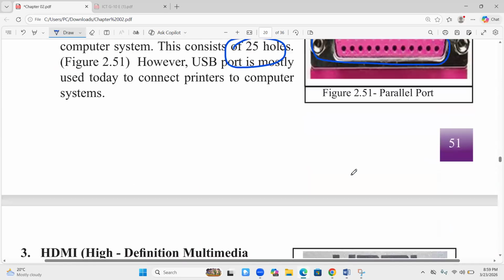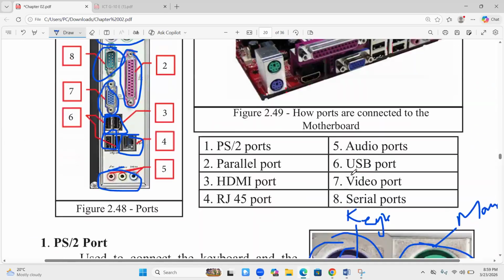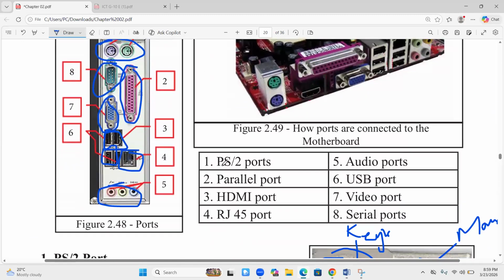And the devices which can be connected with these ports, right? So there are eight ports in your syllabus. The first one is the PS2 ports. By using these PS2 ports, we can connect mouse and keyboard. And in parallel port, we can connect the printers. In the HDMI ports, we can connect the display units. And by using RJ45 port, you can connect networking devices.